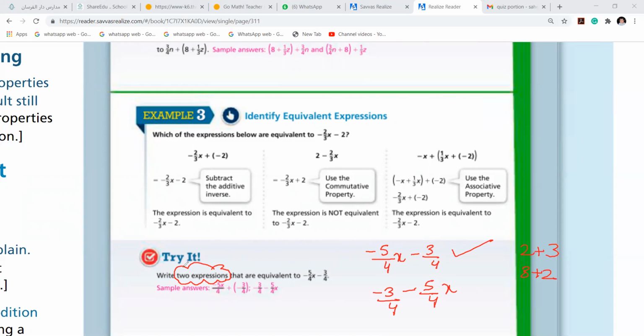Girls, very important question because it's easy. You just have to switch. But don't forget the sign when you switch. Minus 3 over 4 minus 5 over 4x. Any questions further? No.